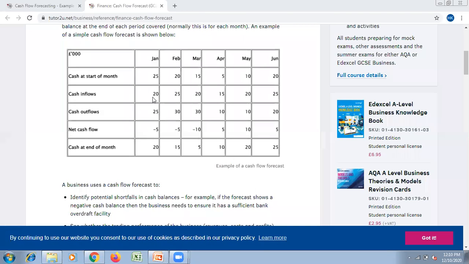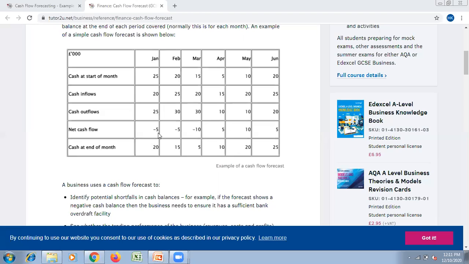Then there are different cash inflows and different cash outflows. They added them together and found out net cash flow. And net cash flow, you understand, is cash inflow minus cash outflow. So when you calculate net cash flow, that will come as 20 minus 25. So it will be minus 5, right?